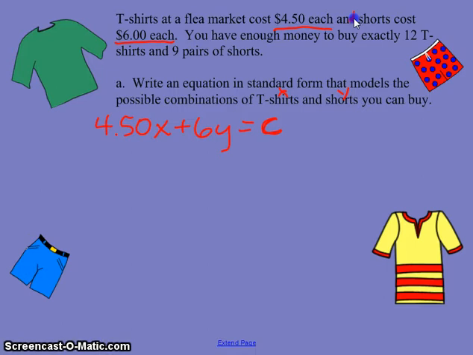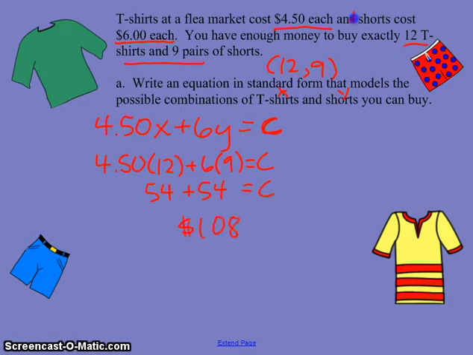Let's read the rest of the information to see if I have enough to figure it out. They told me I have enough money, C. I have enough money to buy exactly 12 t-shirts and 9 pairs of shorts. There they gave me an ordered pair where my number of t-shirts is 12, my number of shorts is 9. So let's plug it in. 4.50 times 12, 6 times 9, and this gives me 54 plus 54. You have $108 to spend.